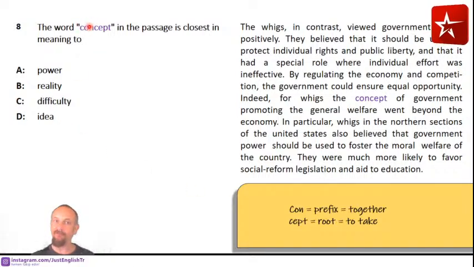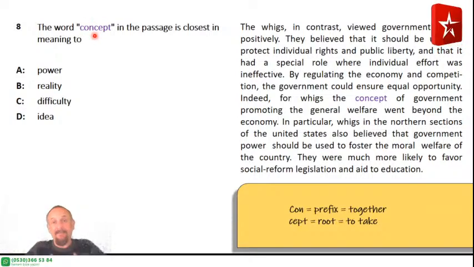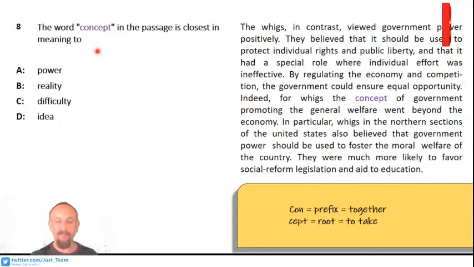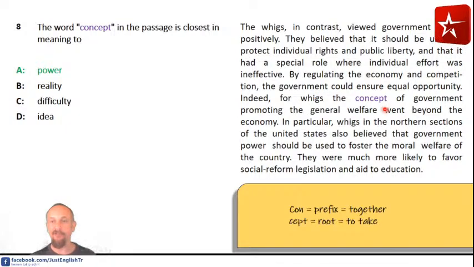Here it's more of into, concipere, or something in Latin, which literally means to take in, to take into. And that was the origin of the word. So it's not really helping us. But power, if we try to put power, for Whigs, the power of government promoting the general welfare went beyond the economy. You know, power looks good, but here when we say went beyond the economy, it doesn't really sort of connect. You know, we can't have power beyond something.